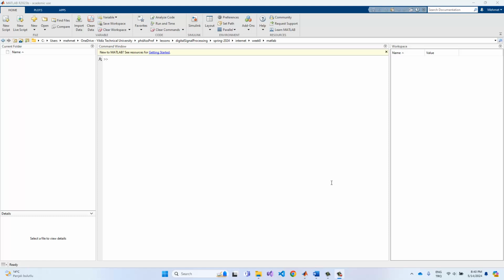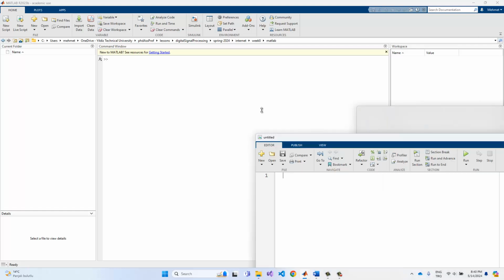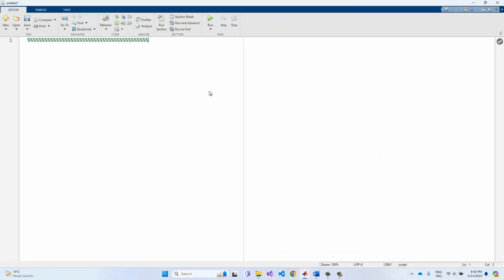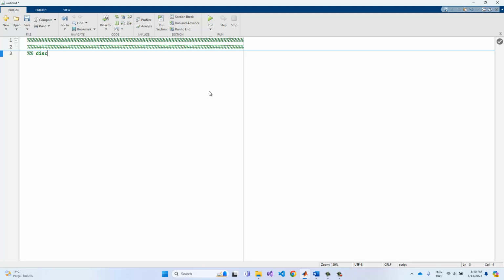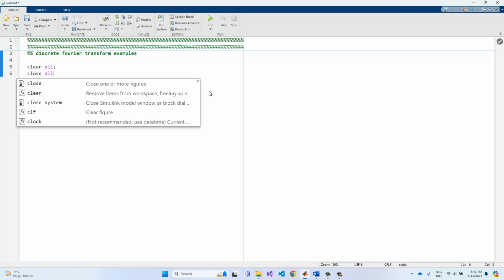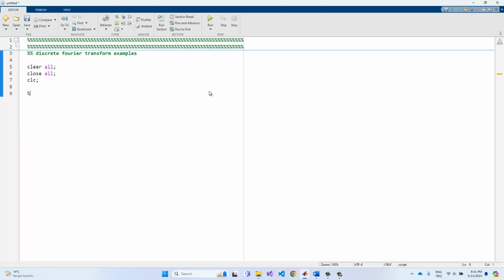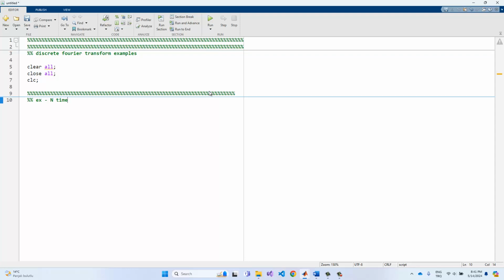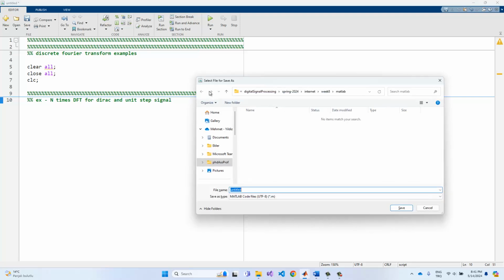Hi everyone. Today we need to write the example session of week 8, or in other words, the discrete Fourier transform examples. Okay? So in the first place, we need to write code for the n-times DFT for the Dirac and unit step signal. Okay, this is the first example, week 8 code.